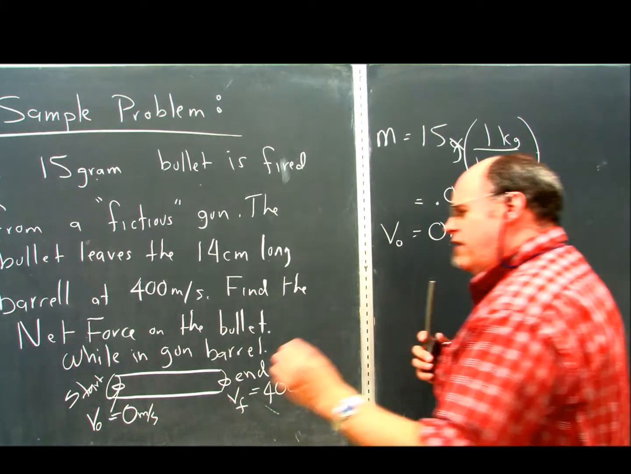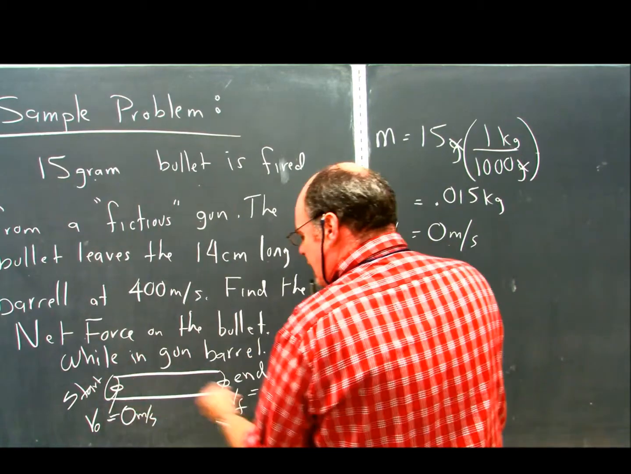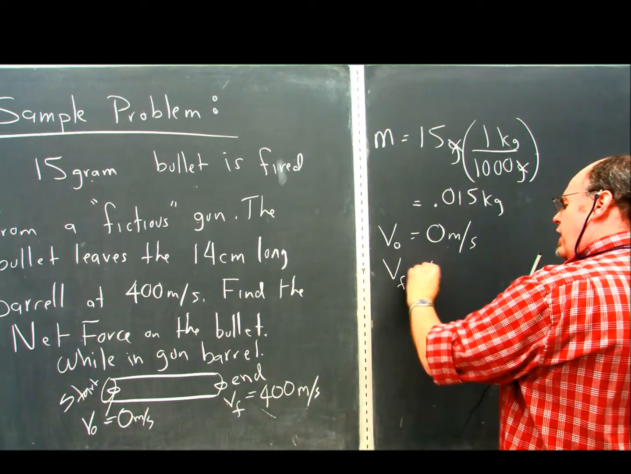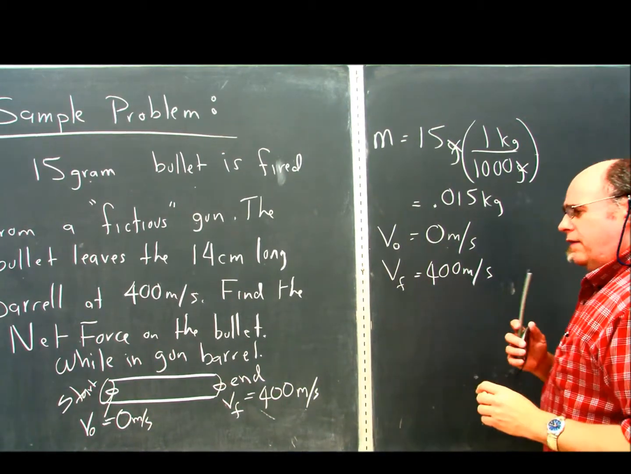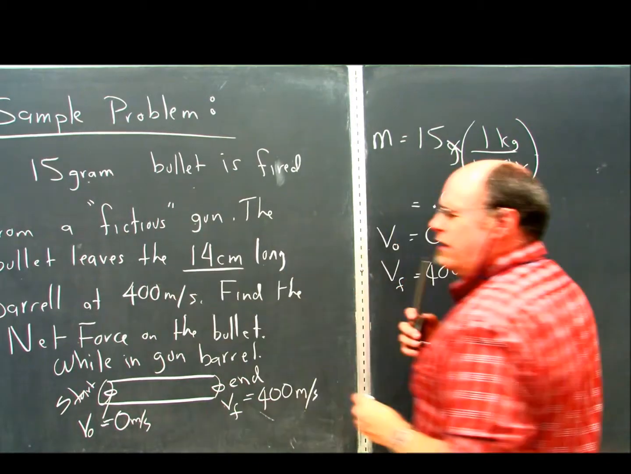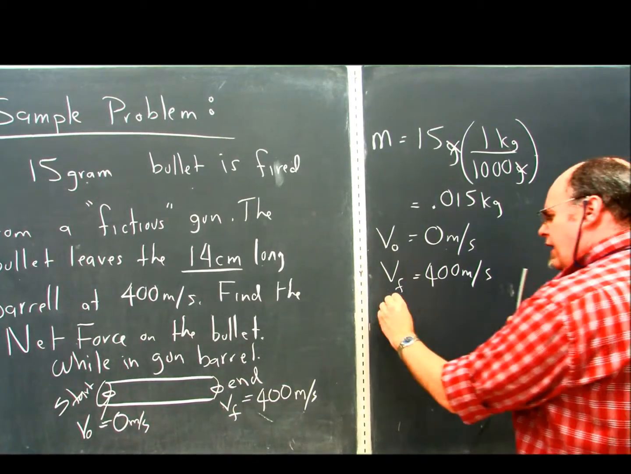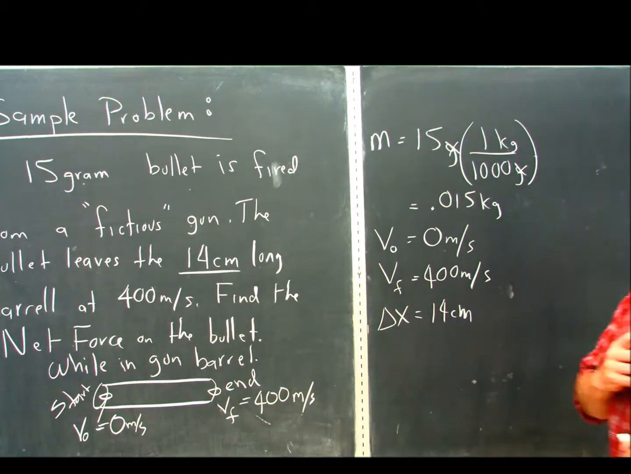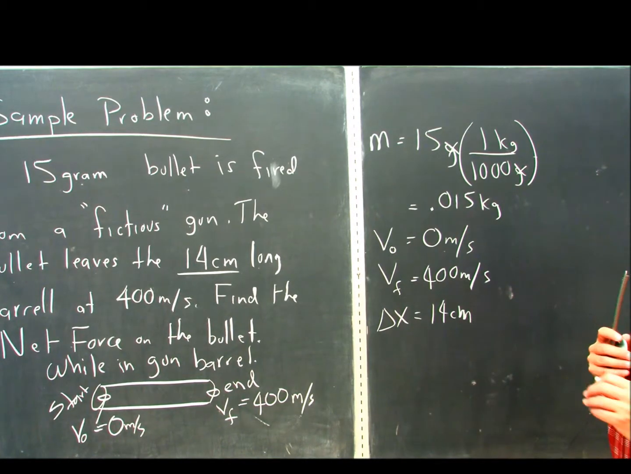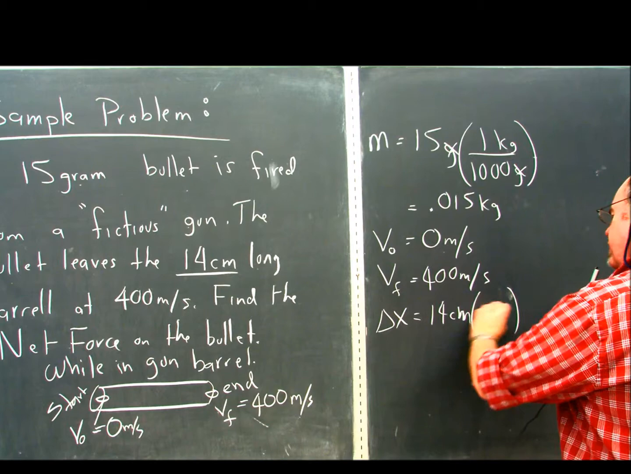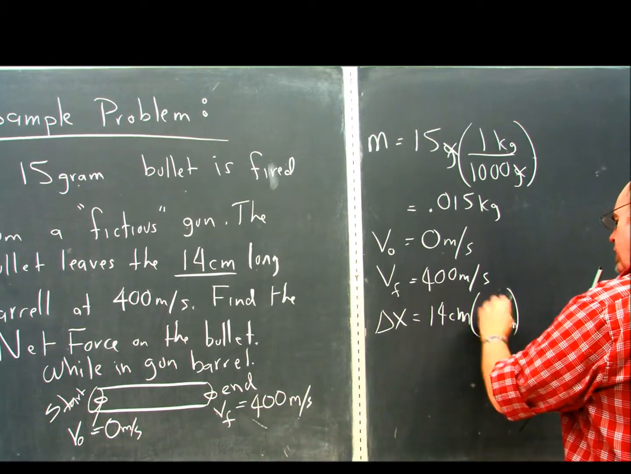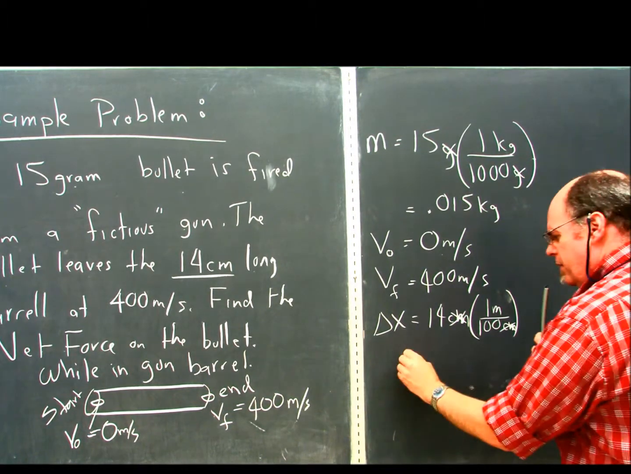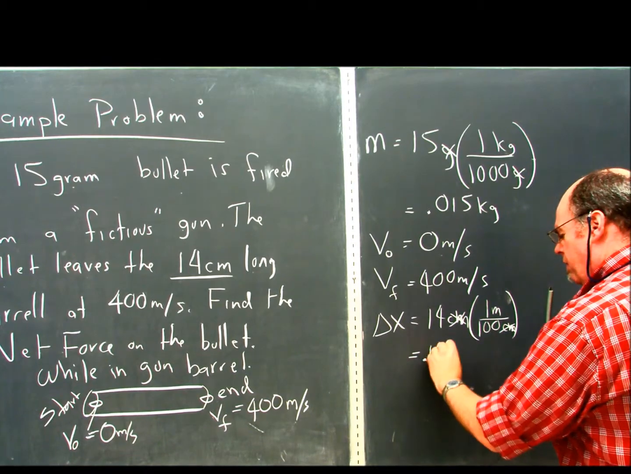When they gave me that distance, that's how I was able to determine the beginning and the ending point. So my beginning velocity is 0 meters per second, and my final velocity is 400 meters per second. Then I see this is the length of the barrel of the gun, so that would be my delta x. But it's in the wrong units, because the standard unit of length is meters. So I have to convert: in 100 centimeters we have a meter, so the centimeters cancel out, 14 times 1 divided by 100. My delta x comes out to be 0.14 meters.